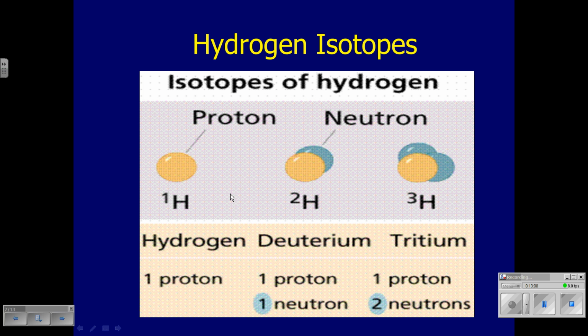Both hydrogen 1 and 2 are naturally occurring. This one occurs in nature, and tritium is not naturally occurring, but it can be made in things like nuclear reactors, and again, it is radioactive. Danger. I don't know if I could draw a radioactive sign. Oh no, I'll give it up. All right, so you'll write those down when you get to the note.